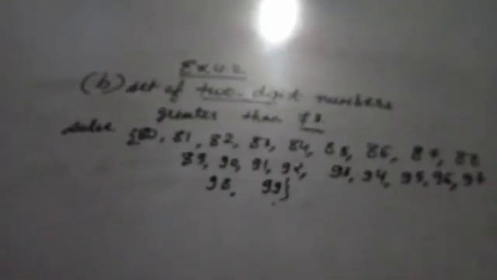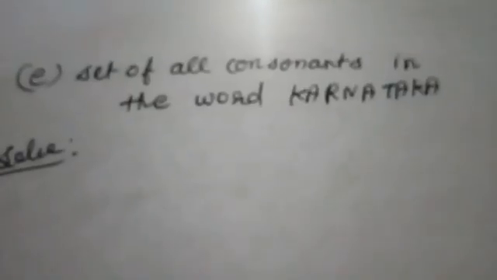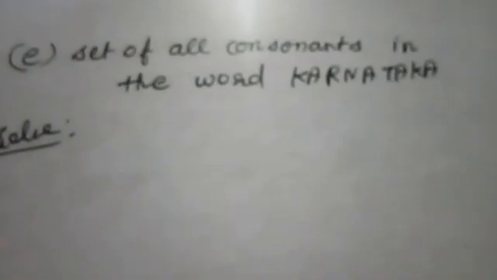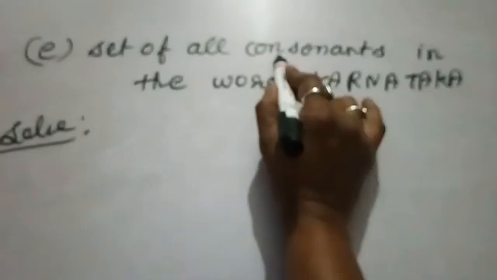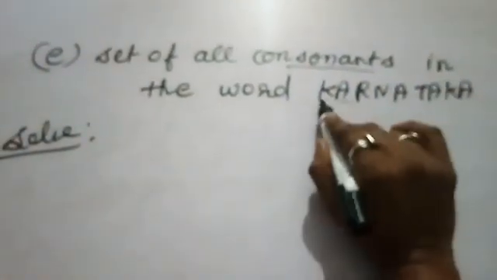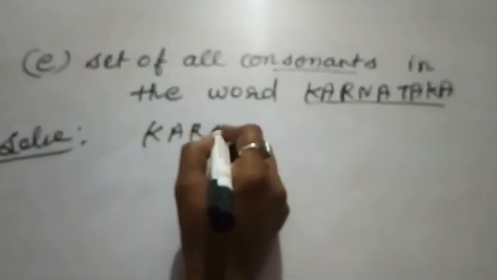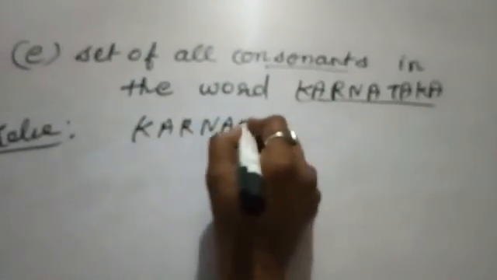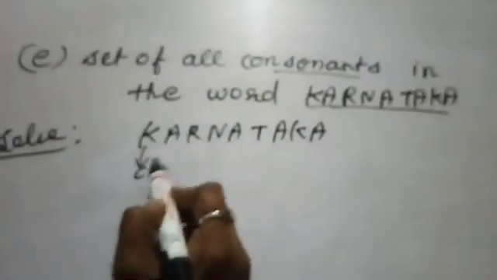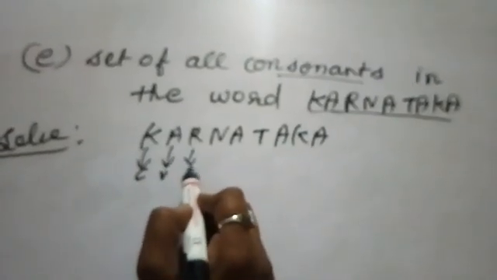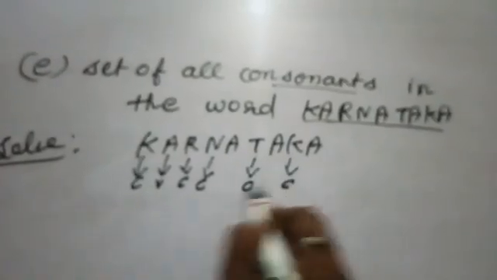Now come to one more part we will do, that is part E. This is the E part of question number 1: set of all consonants in the word Karnataka. Here we will write down the consonants in the word Karnataka. So let's see which elements are there. K-A-R-N-A-T-A-K-A. K is a consonant, A is a vowel, R is a consonant, N is also a consonant, then T is a consonant.